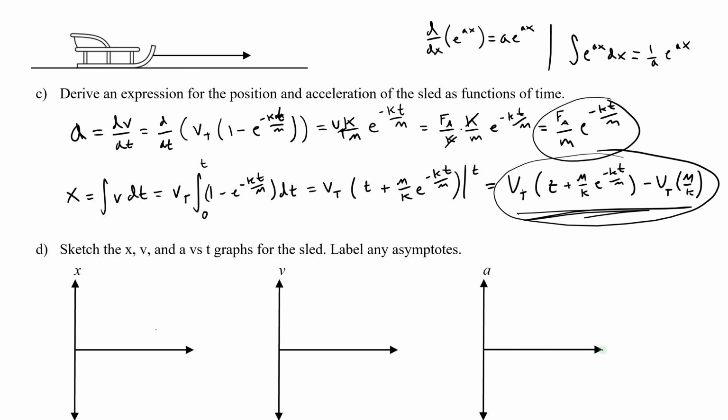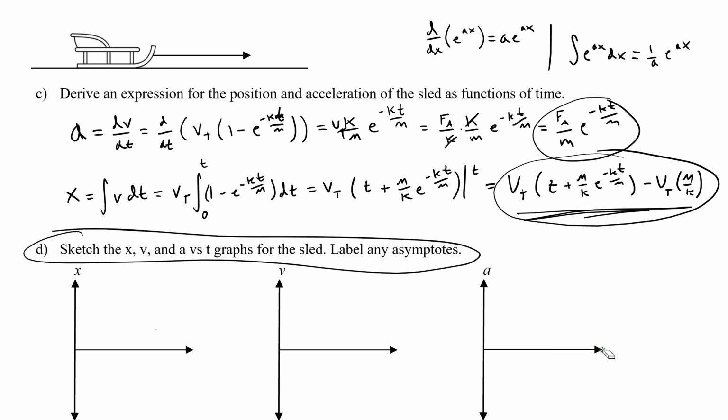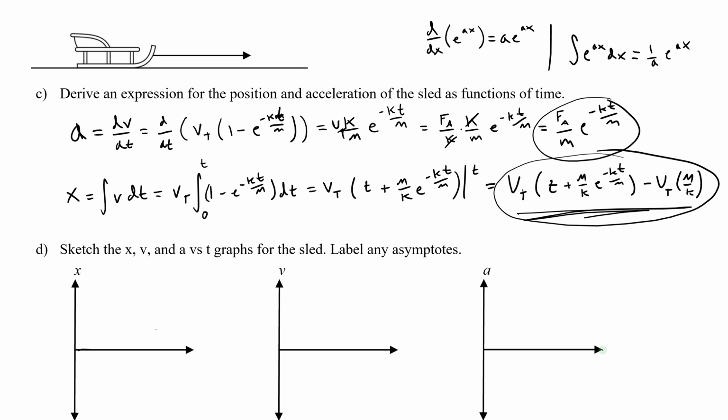So let's sketch that for our position versus time graph. That's what it wants us to do for D. So it's going to go like this. And you could argue that there's an asymptote, maybe a diagonal asymptote here, but this is just going to be constant slope at some point. You could acknowledge that if you wanted to. It's not super necessary. We already talked about the velocity function. It looks like this, where you reach the terminal velocity, which is Fa over k.